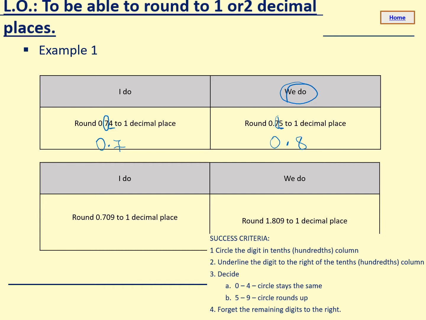The digit after the decimal point in here is 7. The digit next to it is 0. So the digit in the circle stays the same. So 0.709 rounded to 1 decimal place is 0.7. Now pause the video and have a go at we do. If you have 1.8, well done.